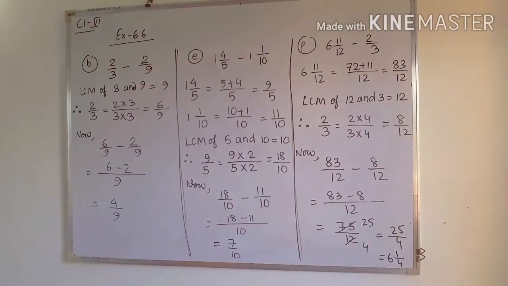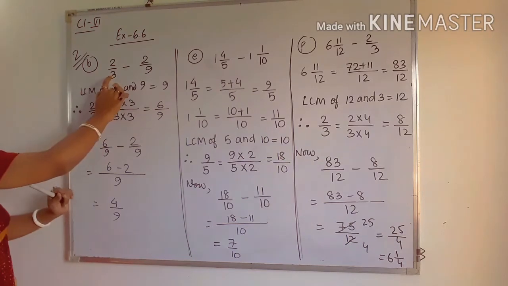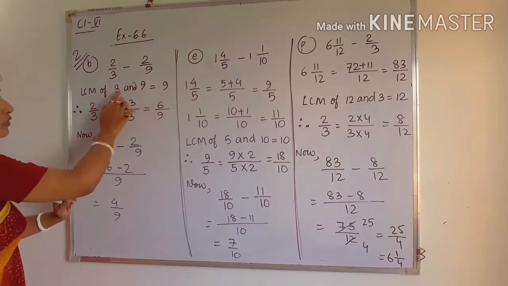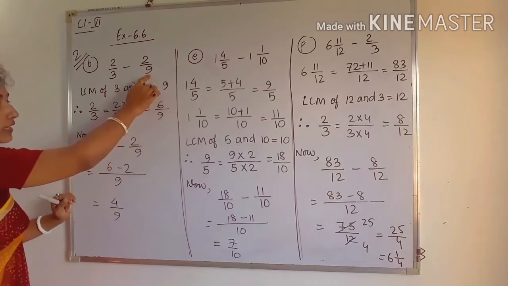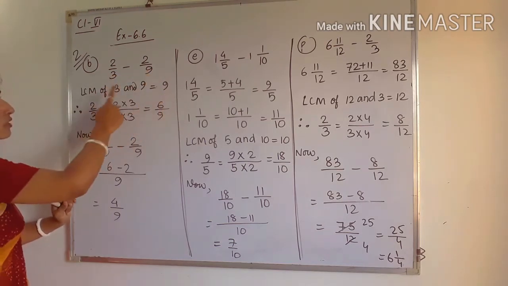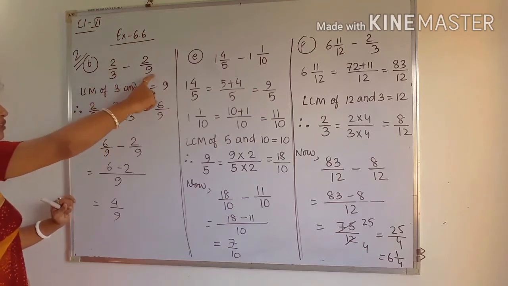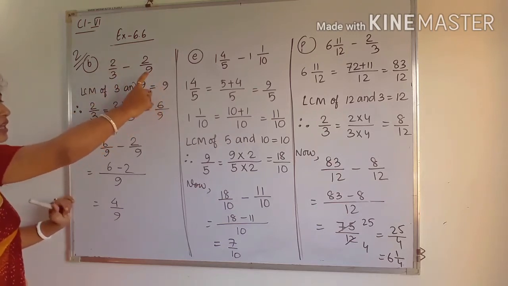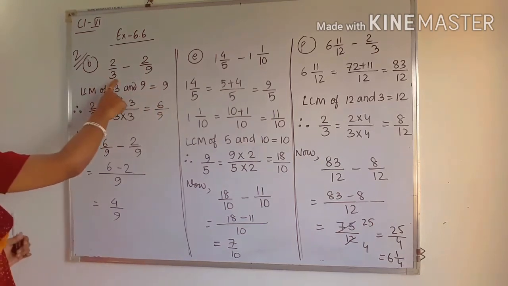Next is subtraction. Here also you have to apply the same method, but finally we have to subtract the fractions. So see here in B, this is question number 2, part B. So you can see 3 and 9. The LCM of 3 and 9 will be 9, as 9 is a multiple of 3. So the greater number will be the LCM. Now we have to convert the fraction. No need to convert this one because it already has denominator 9. So we will convert this one.